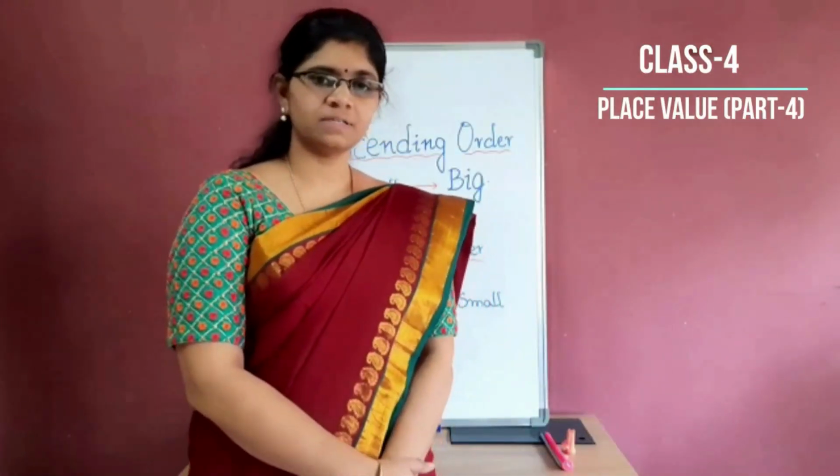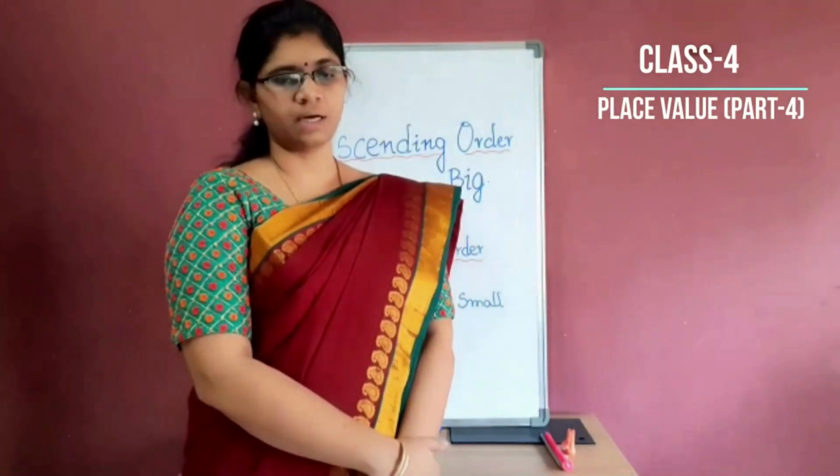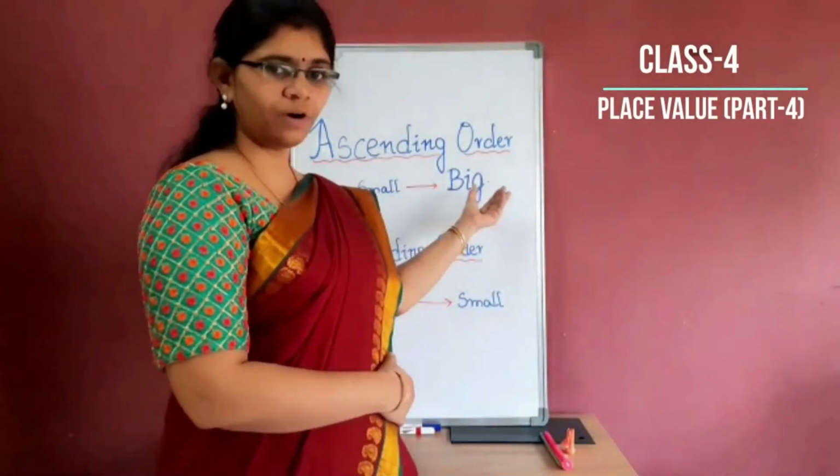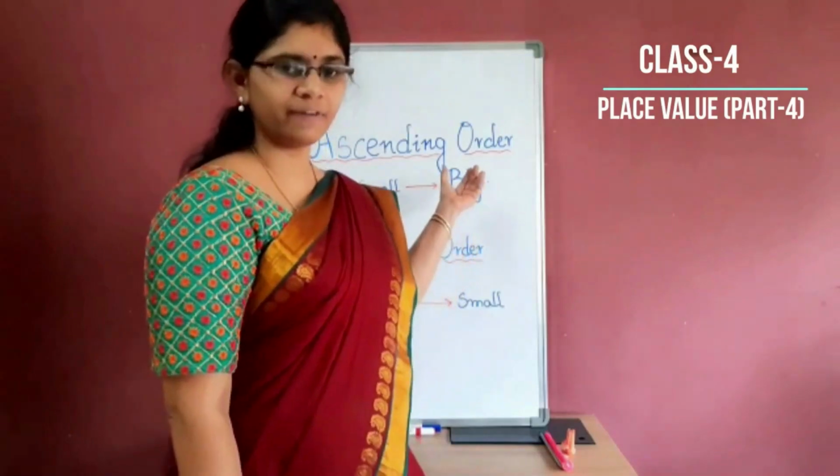Now let us revise what ascending and descending orders are. Ascending order means small to big. You have already learned this in your previous classes, but we are revising again.